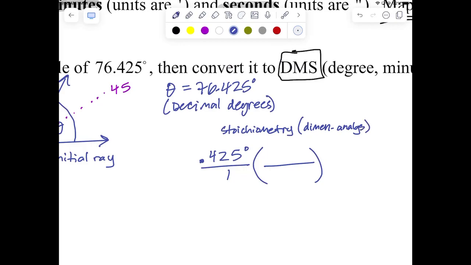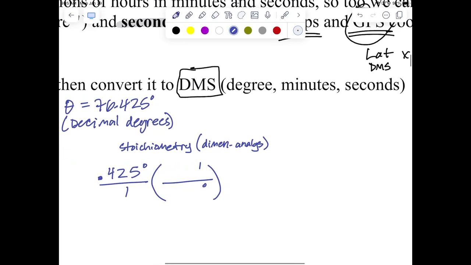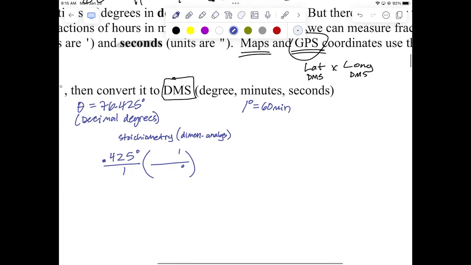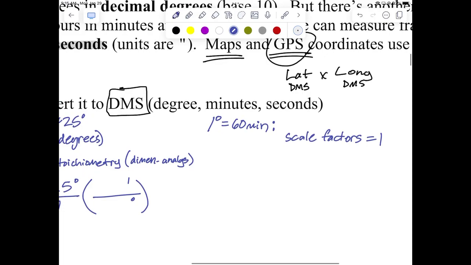I have degrees, and you can put it over one. So I have degrees in the numerator. I want degrees to divide out, so I'm going to put my degree bubble on the bottom, and I want minutes to appear, so I'm going to put minutes in the top. Now we know that 1 degree is 60 minutes. But notice what I can do. I can write these scale factors that are going to be equal to 1. I know that 1 degree is the same as 60 minutes, or 60 minutes is the same as 1 degree.